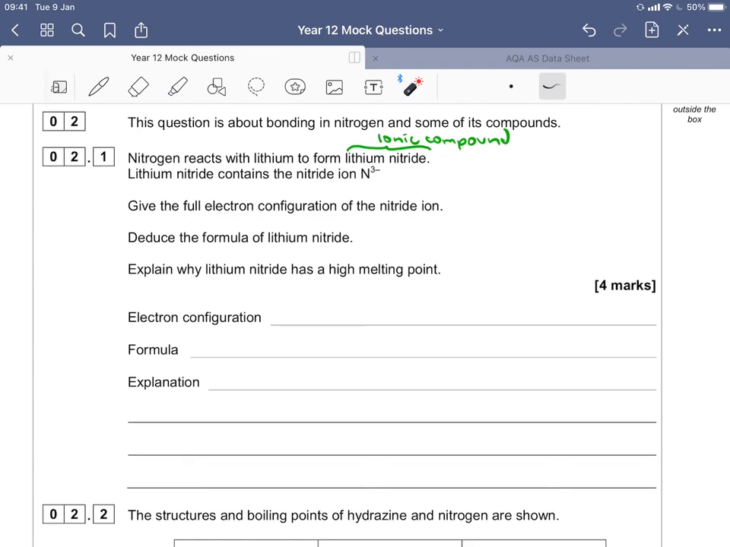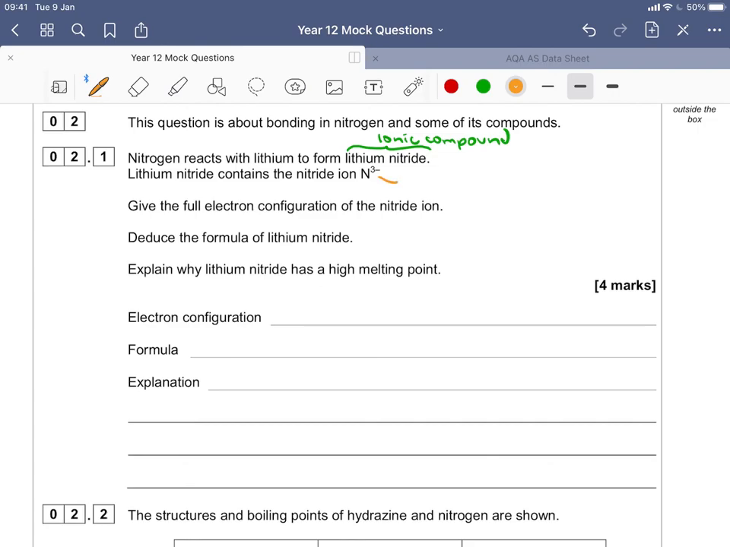So then it's giving us essentially three questions. It's asking us to give the full electronic configuration of the nitride ion, to deduce the formula of lithium nitride, and finally to explain why lithium nitride has a high melting point. So, giving the full electron configuration of the nitride ion: as we've already seen, they've given us the formula of the nitride ion. They said it's N3-.